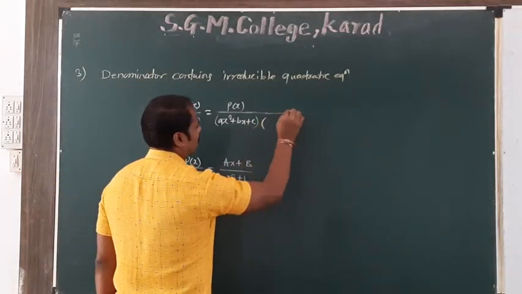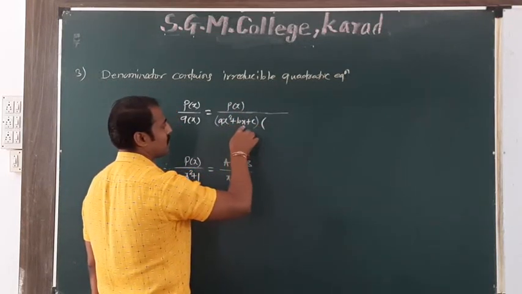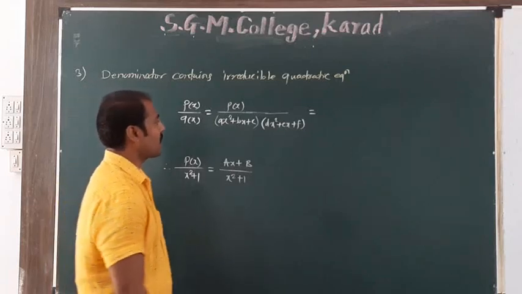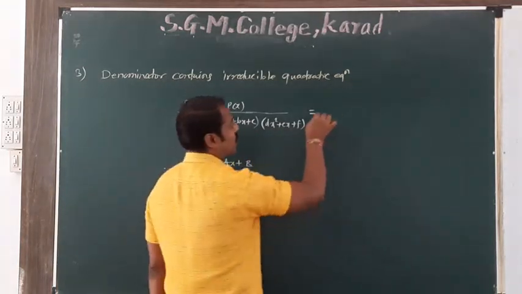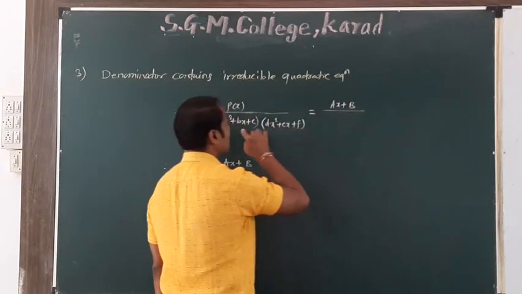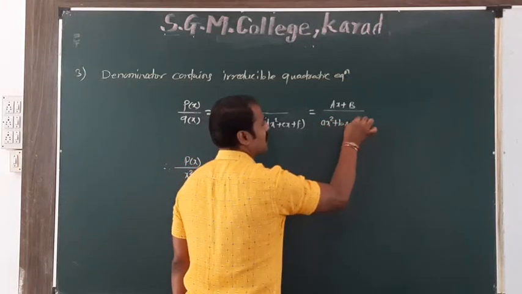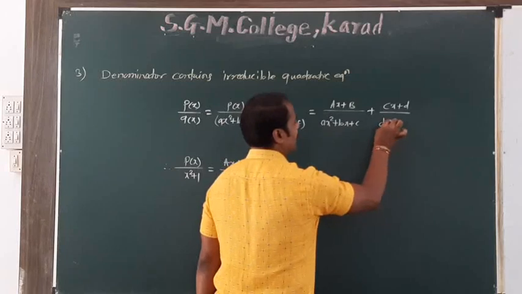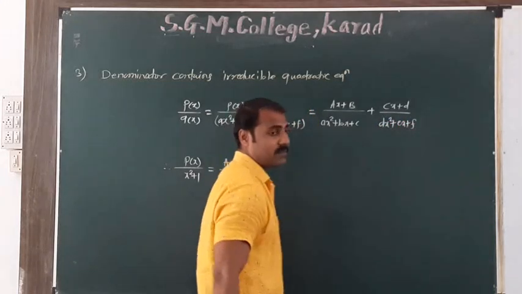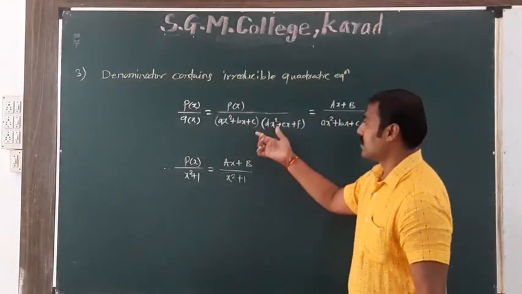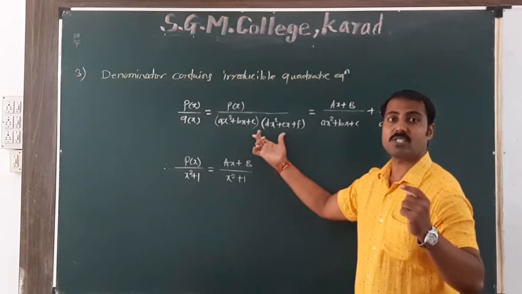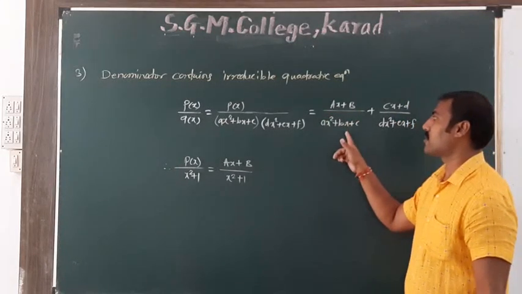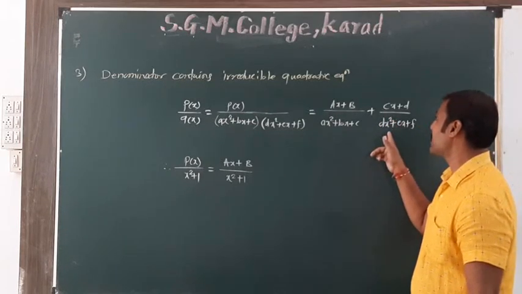If there are two quadratic equations, such as p of x divided by x square plus bx plus c into dx square plus ex plus f, then we can write its corresponding partial fraction as, since degree of denominator is 4, there are four constants: ax plus b divided by the first quadratic equation, x square plus bx plus c, plus cx plus d divided by the second quadratic equation, dx square plus ex plus f.